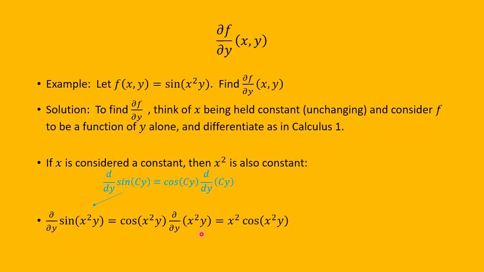And now, the partial derivative of x squared y with respect to y is just x squared. And so we finally get the answer x squared cosine x squared y.